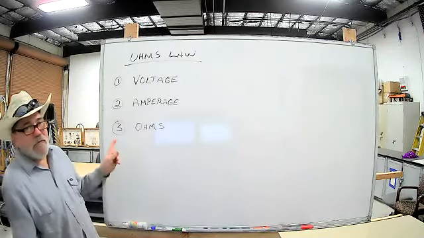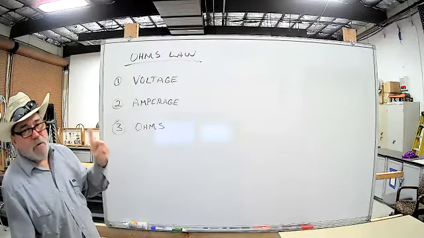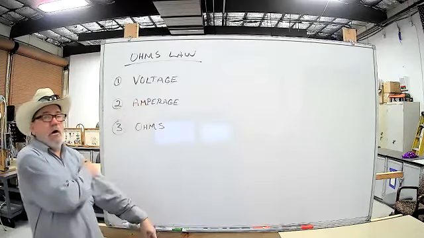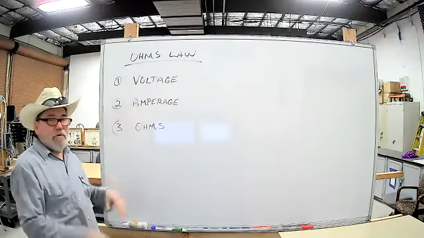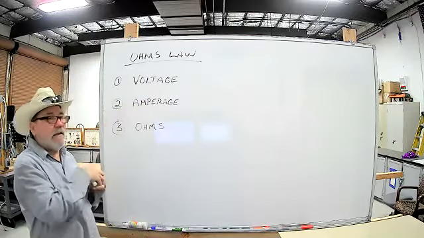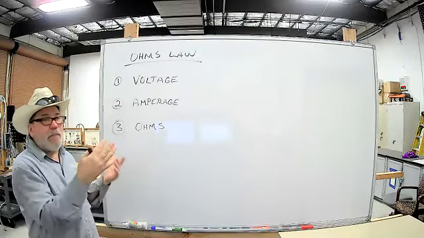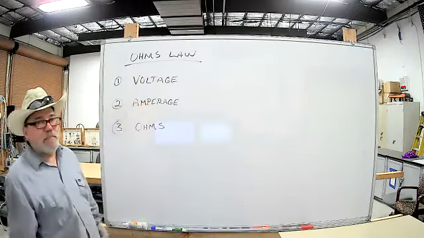So if you have 1 coulomb going by a spot in 1 second, it's measured in amperage. That would be 1 amp. One coulomb by one spot in one second is an amp, just like 1 gallon past a point in 1 minute would be a gallon per minute. So coulombs per second is measured in amperage.